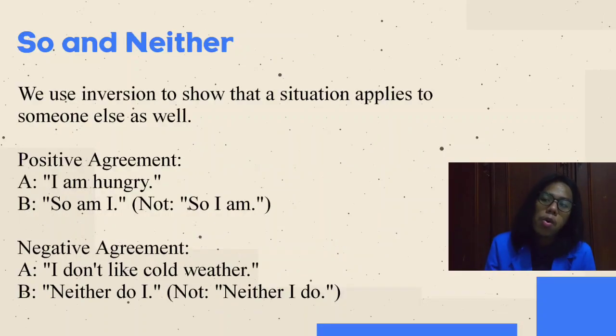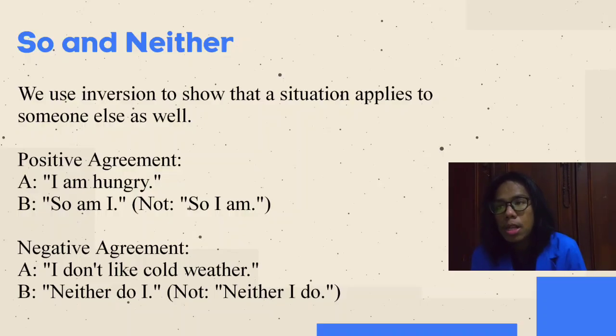Next, we have so and neither. We use inversion to show that the situation applies to someone else as well. Here's an example of positive agreement. I am hungry, so am I. And the negative agreement, I don't like cold weather, neither do I. So it inverts the auxiliary.